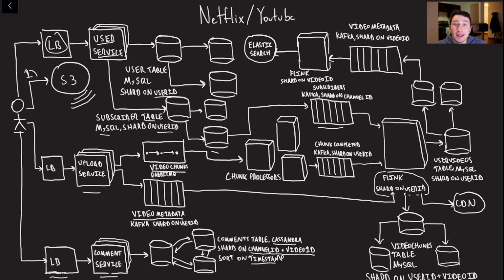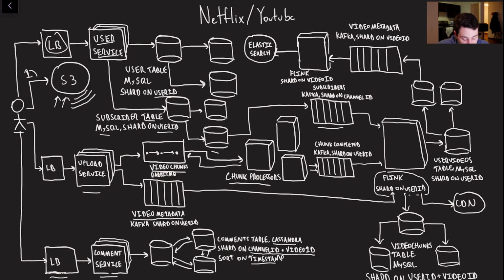RabbitMQ is going to allow us to efficiently load balance the processing of these chunks to our chunk processing nodes, which are going to read them from S3 all the way over here, and then ideally write the result of them right back into S3, and again put the references of those into Kafka before they actually dequeue them from RabbitMQ.